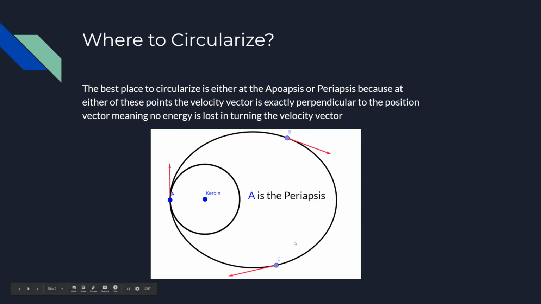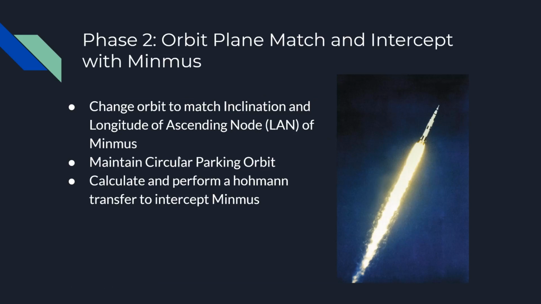That isn't to say you can't do it somewhere else along the orbit, like point B or point C. But if you notice, point B is not perpendicular to the velocity, to the position vector, sorry. So you'd have to use a bit more fuel than you would at the apoapsis to turn the velocity vector. So it really doesn't matter where you use it. It depends on your delta V budget, but if you can, you always want to do it at the periapsis or the apoapsis. So with that, I'll cut to the video of the launch and circularization.